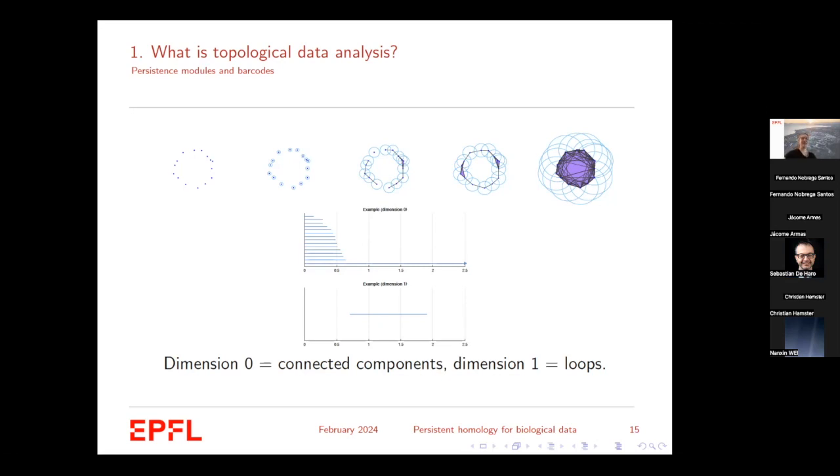The common philosophy behind persistent homology is the more persistent a particular feature is, the more important it is for the overall shape of the data set. But there are examples when this is not necessarily the case. Is so far everything clear? Okay.